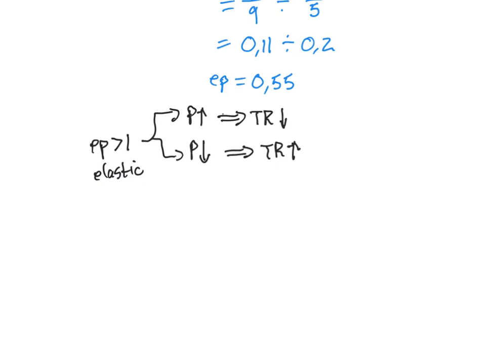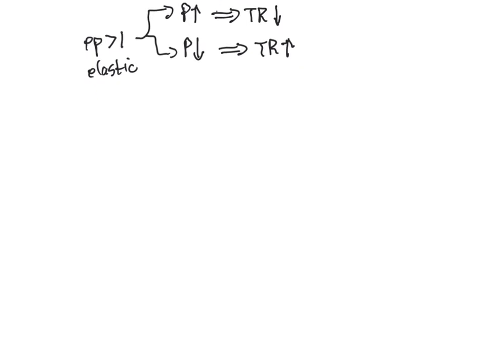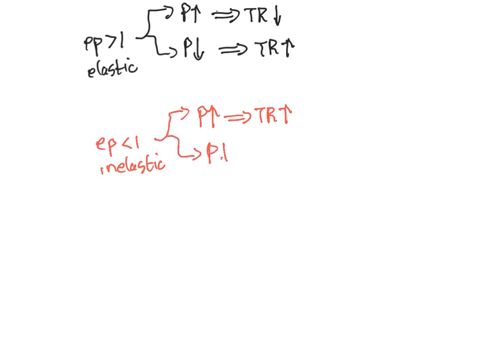Taking a look at inelastic demand, so if the coefficient value is less than 1, we have inelastic demand. So what happens here is if the firm decides to increase the price, then total revenue will increase. If the firm decides to decrease the price, then total revenue will decrease. So it's important to note that in the case of elastic demand, we find that your price and total revenue will move in opposite directions. With inelastic demand, price and total revenue will move in the same direction.